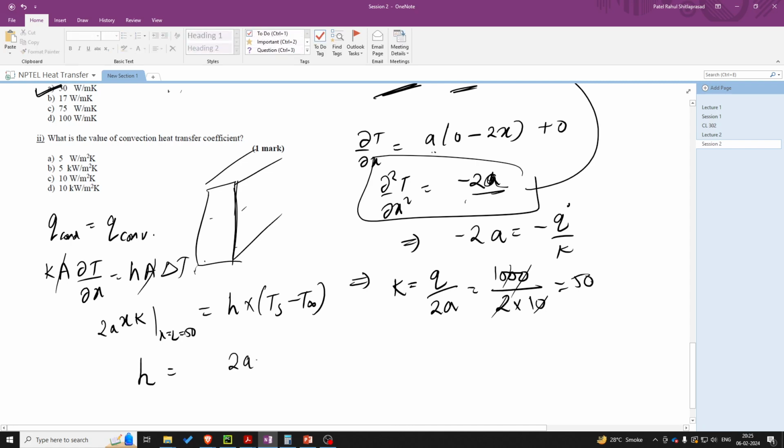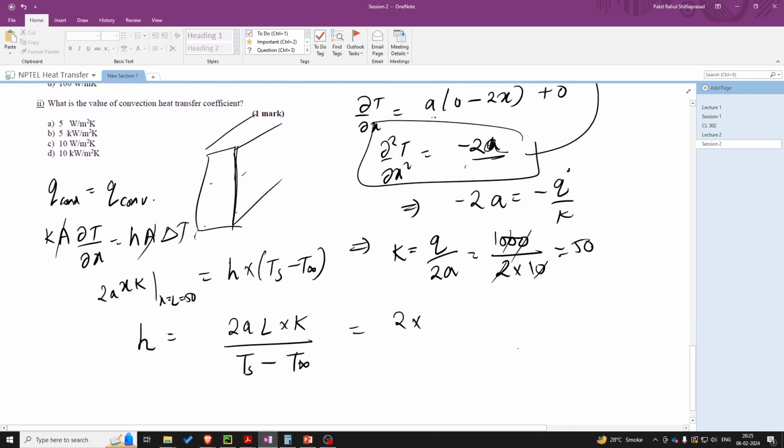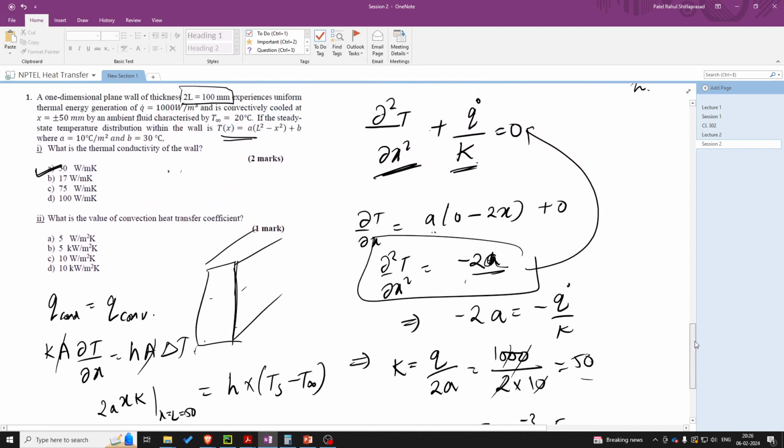So it is 2a, putting x equal to L, value of k upon Ts minus T infinity. So we can just put all those values. It will come 2 into the value of a, which is I think 10, length is 50 mm, value of k we found out as 50, then temperature at length L.